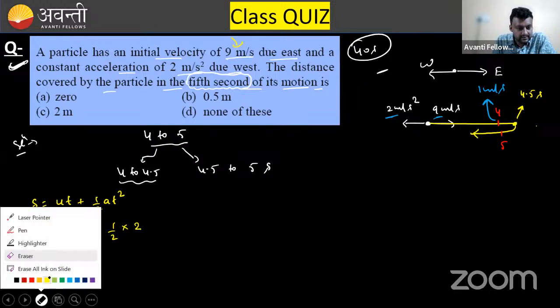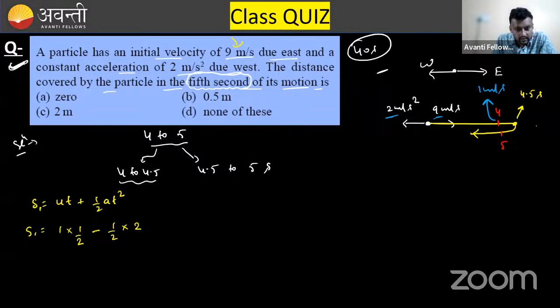and which is negative acceleration, so I will use minus directly. And t square is 1 by 4. 2 and 2 can be cancelled. This is 1 by 2 minus 1 by 4. So this is 1 by 4 meter. This is the distance traveled from 4 to 4.5 seconds.